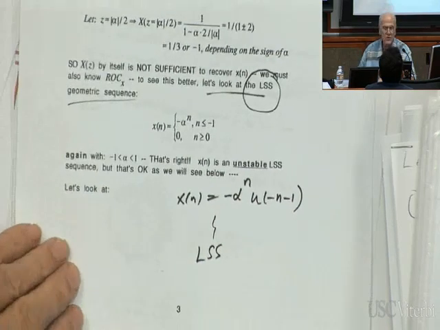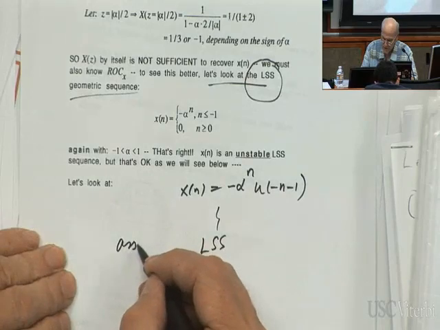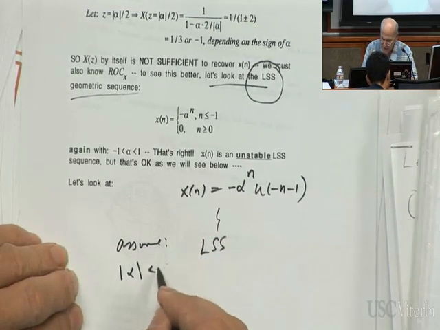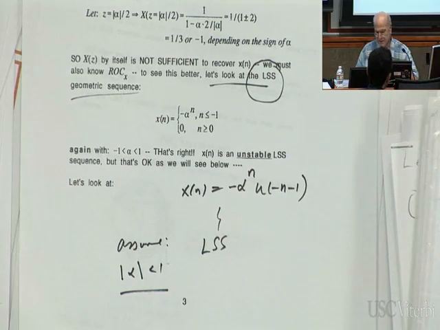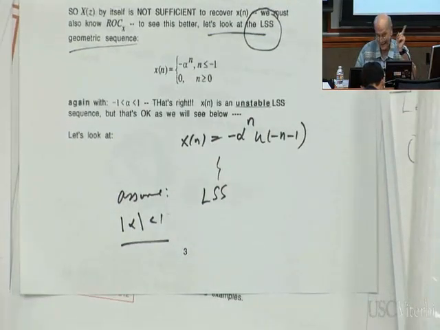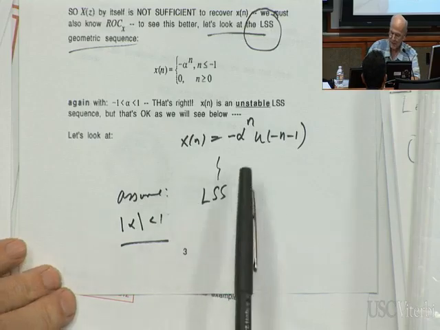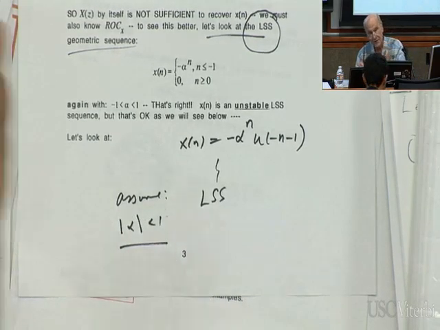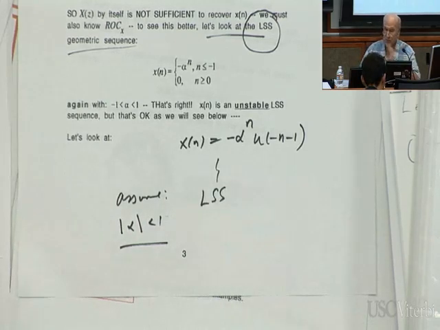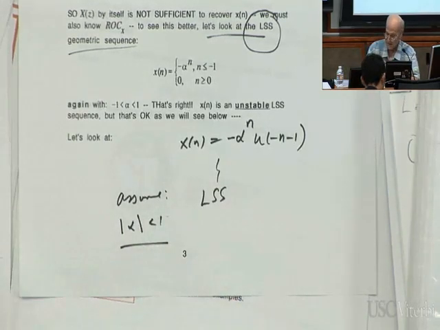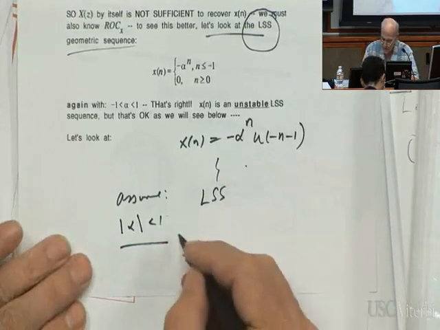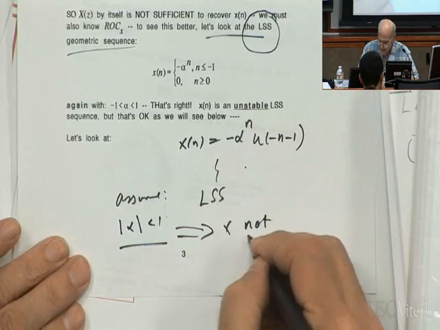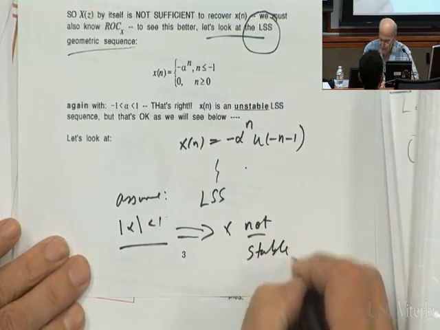And we will assume for this example that the magnitude of alpha is less than 1, okay? Now you say, okay, great, then it's stable. It's not stable. This left-sided sequence, if the right-sided sequence alpha to the n times u was stable, the left-sided sequence is not stable if the magnitude of alpha is less than 1. Not stable, okay? Why is it not stable?